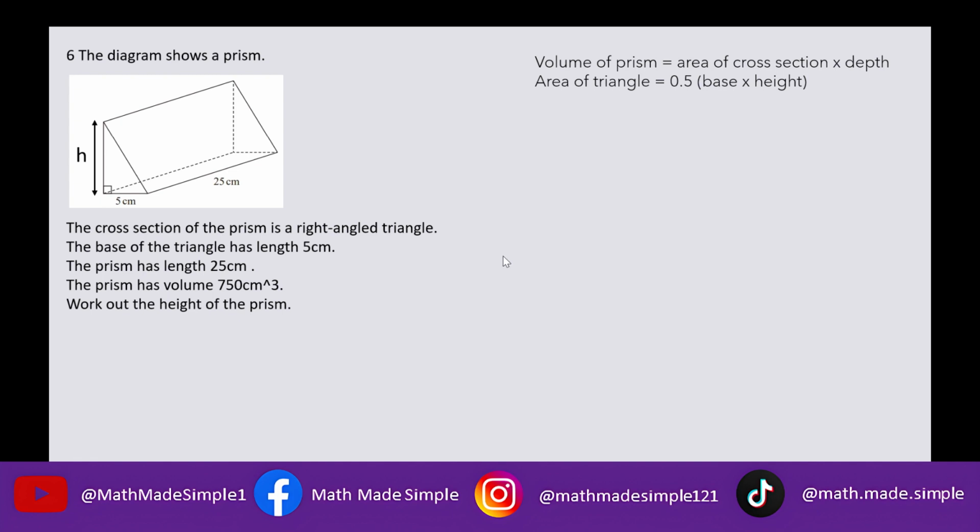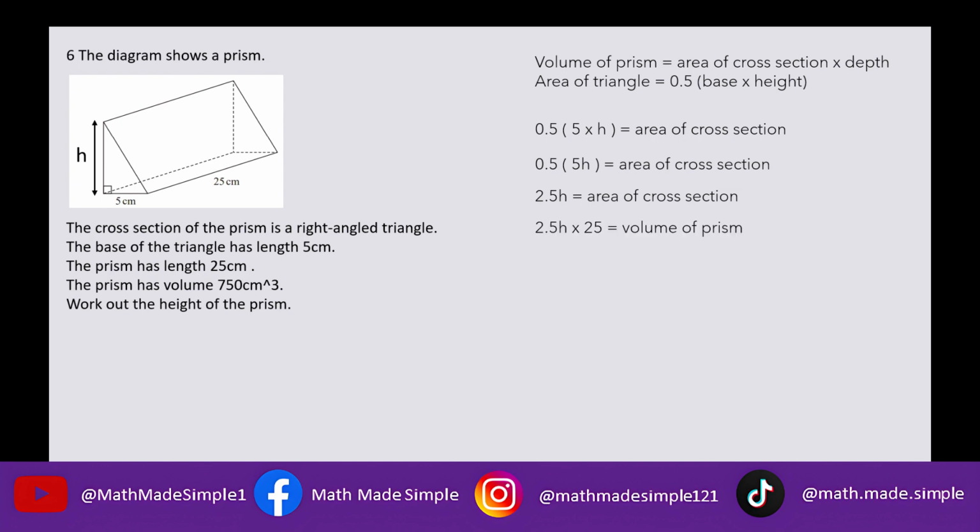And first of all, the cross-section is the right-angled triangle. So the area of the triangle, the cross-section of the prism, is 0.5 times by 5 times by h. So 5 times by h is just 5h, basic algebra. Times by 0.5 is 2.5h for the area of the cross-section. And I need to find the volume of the full prism, so that is 2.5h times by 25. That simplifies to 62.5h, which is the volume of the prism.